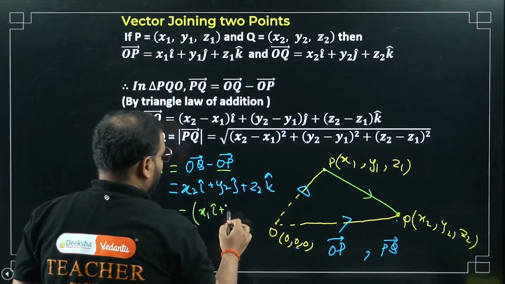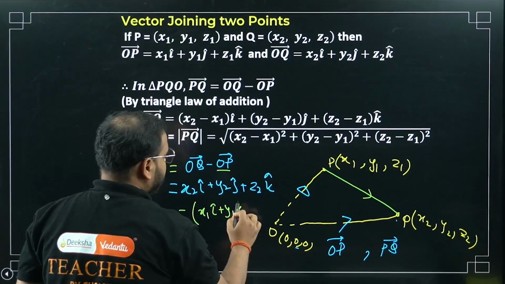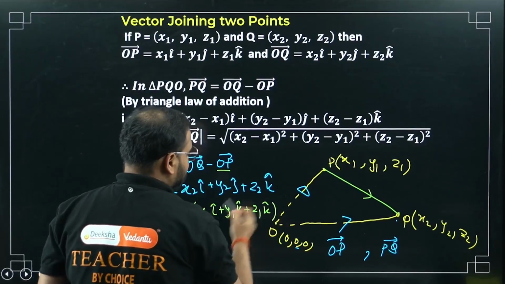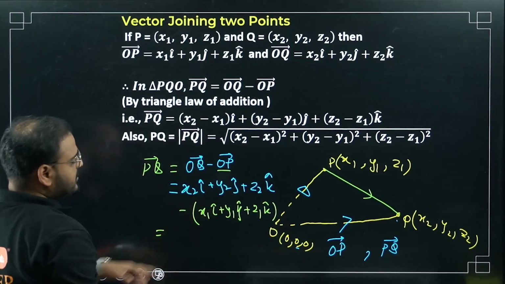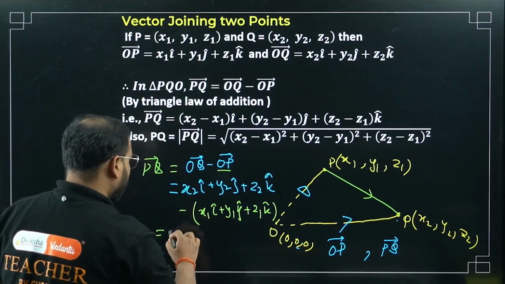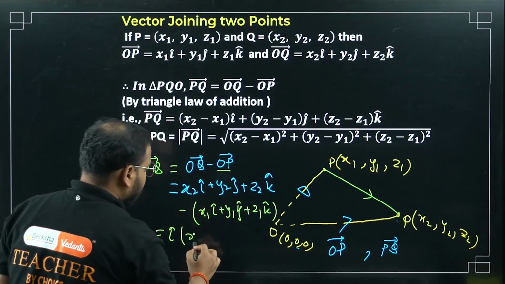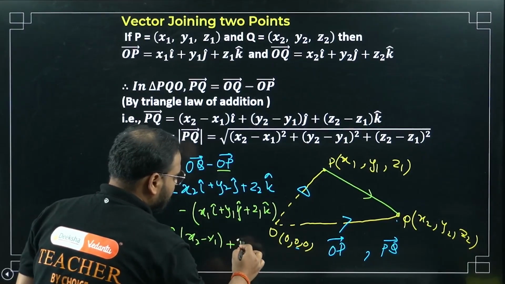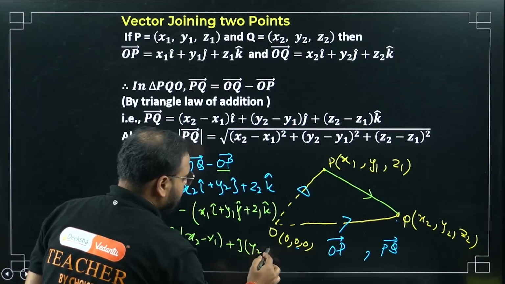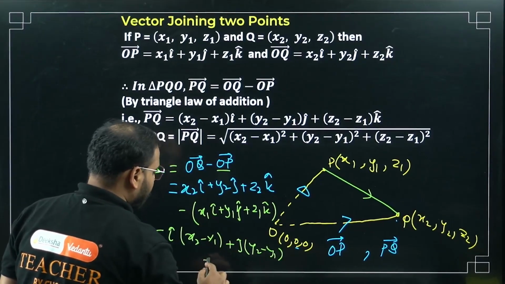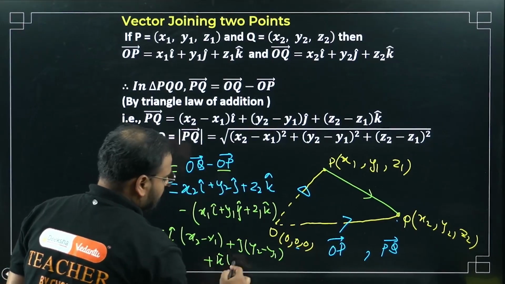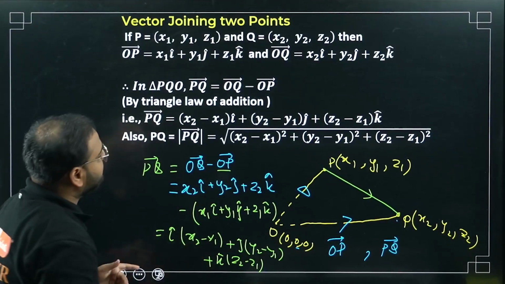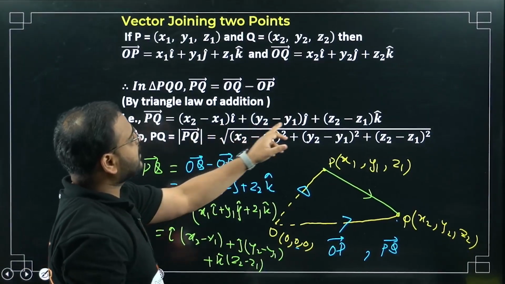Y1 J cap plus Z1 K cap. Take the difference now for the coefficients. Check the component. For the I component, it will become x2 minus x1. For the J component, you'll have y2 minus y1. And for K, the component will be z2 minus z1. Please check: x2 minus x1, y2 minus y1, z2 minus z1.